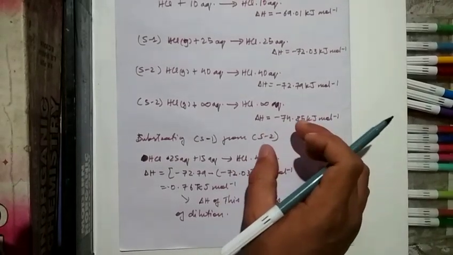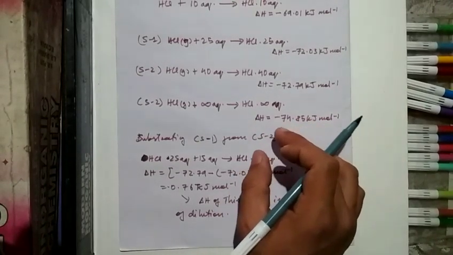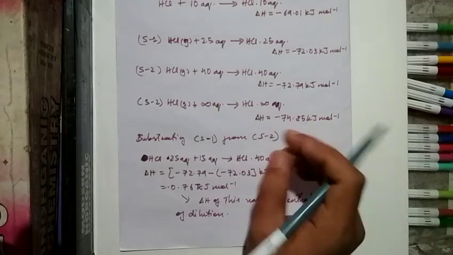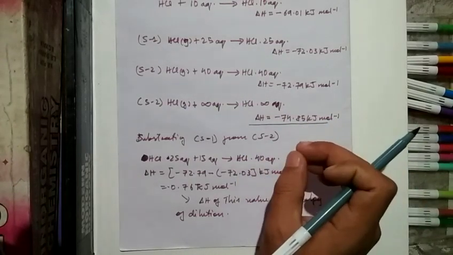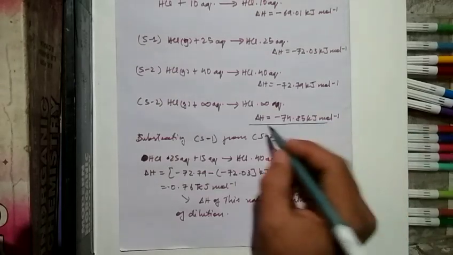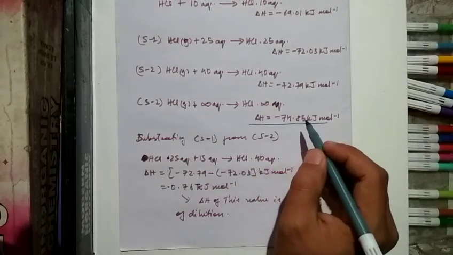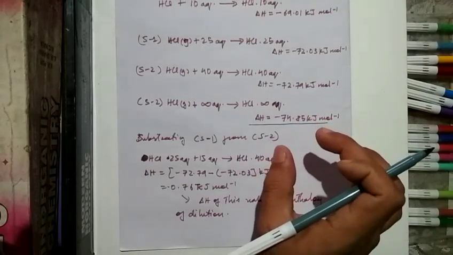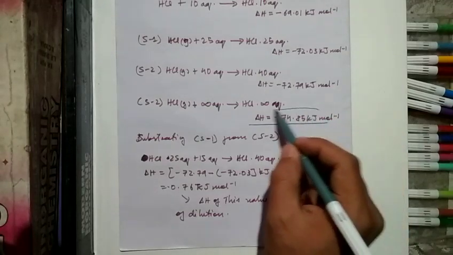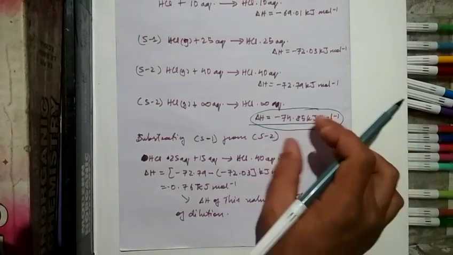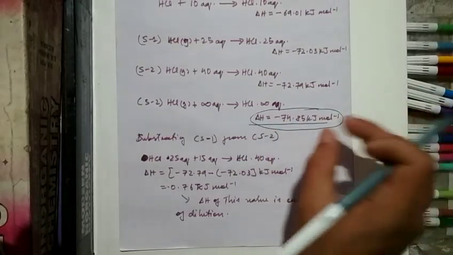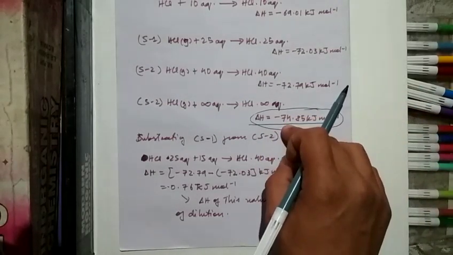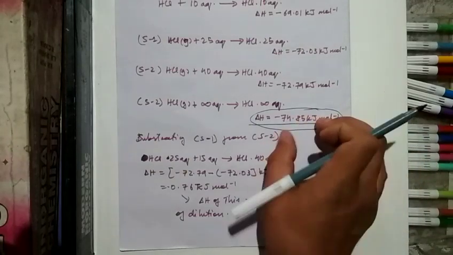So when we add more solvent, it will reach a limiting value. At infinite dilution, it will reach this value. This will be the limit. Beyond this, there is nothing. So this will be the limiting value.